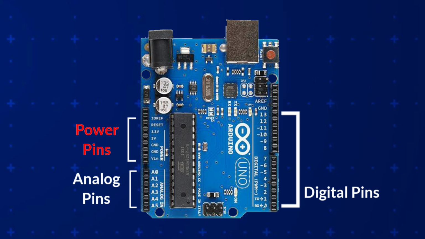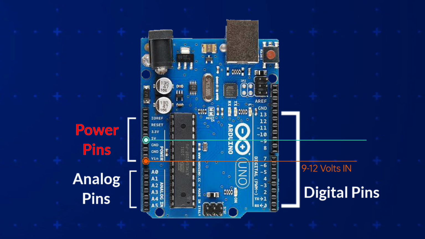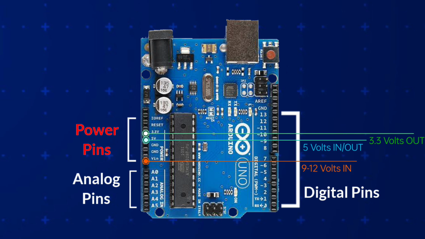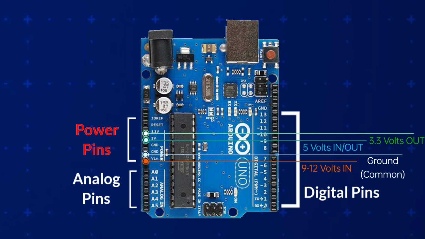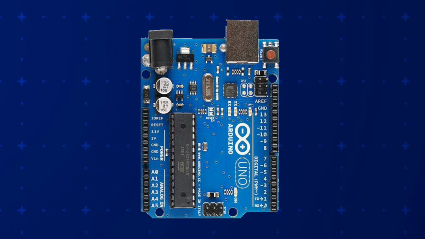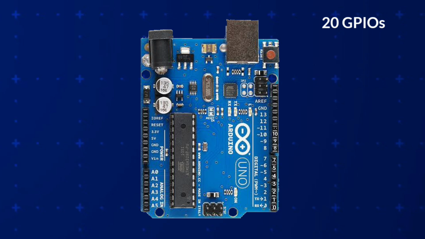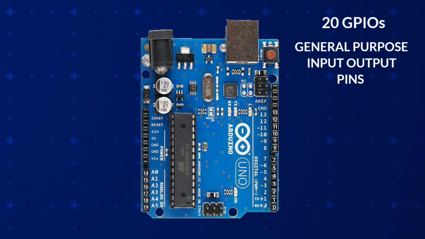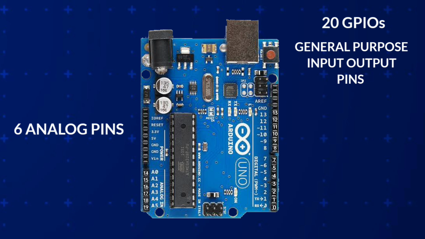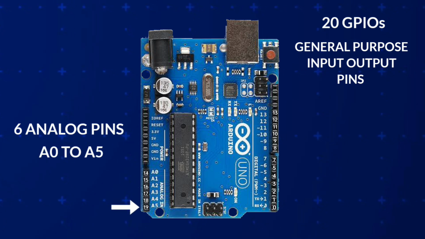In power pins we have the VIN pin, where we can give 9 to 12 volts input. At the 5 volts pin we can have 5 volts input or output, and at the 3V3 pin we can have 3.3 volts output. And for all the power pins, the voltage reference ground pin is GND, commonly. In Arduino UNO we have 20 GPIOs, meaning general purpose input output pins, in which there are 6 analog pins, A0 to A5. They can be used as digital pins also.